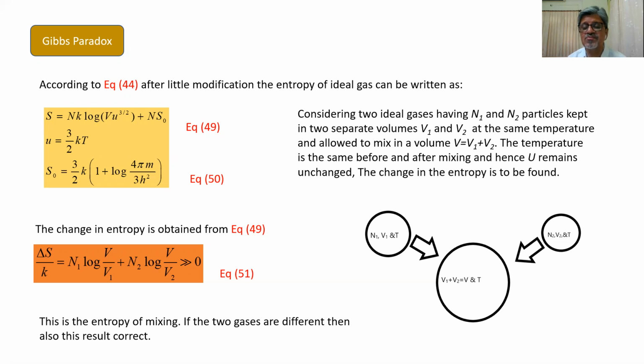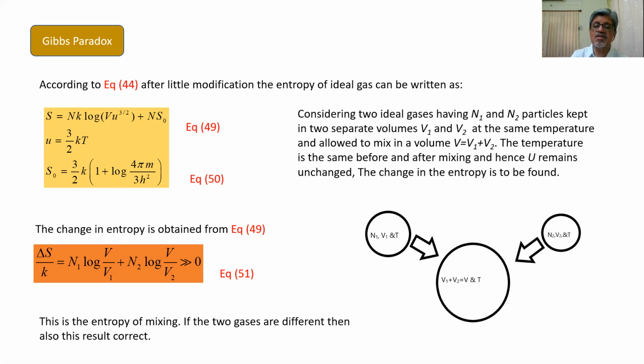So this is a mixing of two different gases. The two different gases are mixed in a volume at fixed temperature. The change in the entropy is to be obtained from equation number 49. So ΔS by k is equal to N1 log V divided by V1 plus N2 log V divided by V2, which is greater than 0. Equation number 51. This is the entropy of mixing. If the two gases are of different type, then this result is correct.